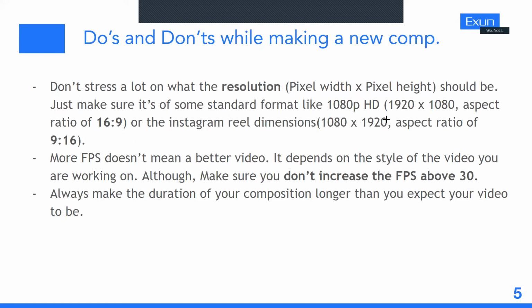You can just either use a 1080p HD or the Instagram Reel dimensions. And another thing is that more FPS doesn't mean a better video. As I said, never increase your FPS above 30. Just keep it either 24 or 30. And make the duration of the composition longer than you expect your video to be, which is like a safety measure and also prevents a lot of mess from happening.